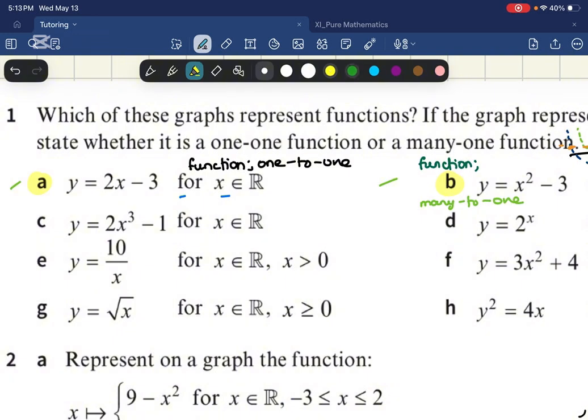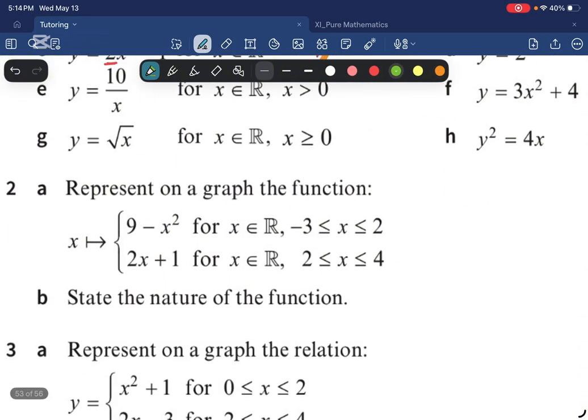Okay, C. So the graph of C, I already showed you what the graph of y equals x cubed looks like. It looks something like this. If you multiply by 2 in front, that just stretches the graph. It makes it like this. And -1 means to shift the graph 1 unit down. So your graph looks something like this, as drawn by the orange curve.